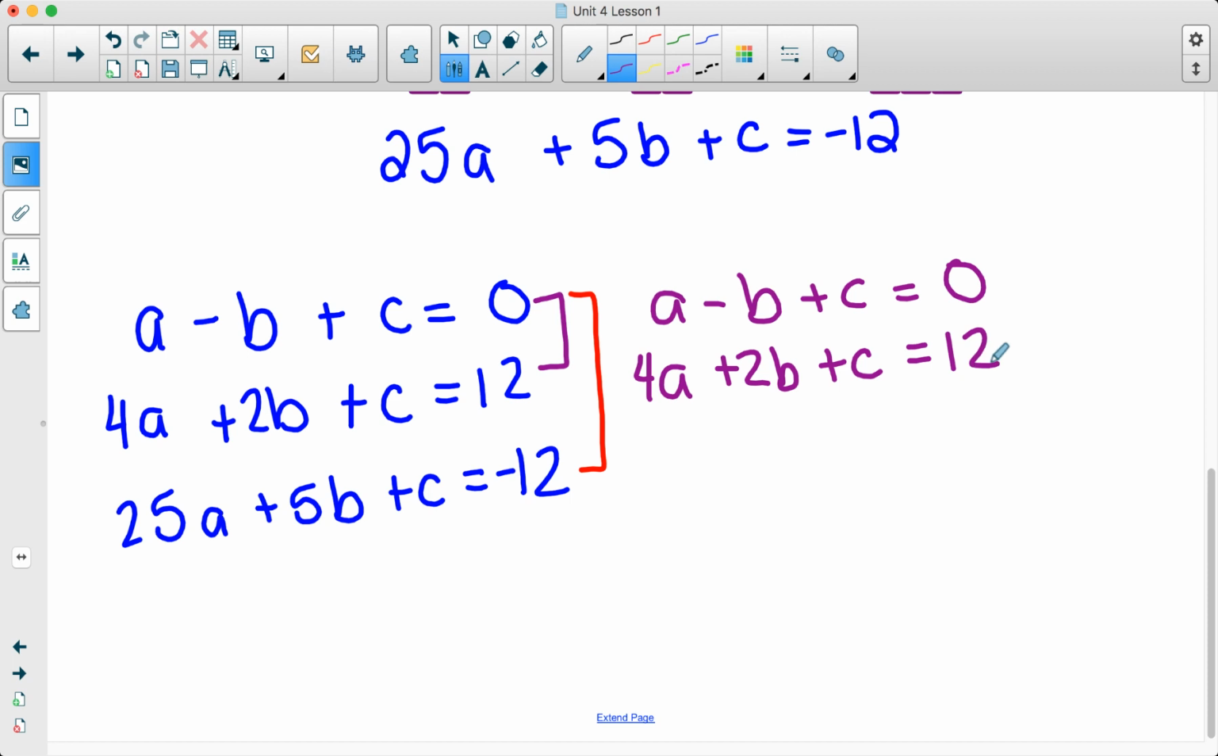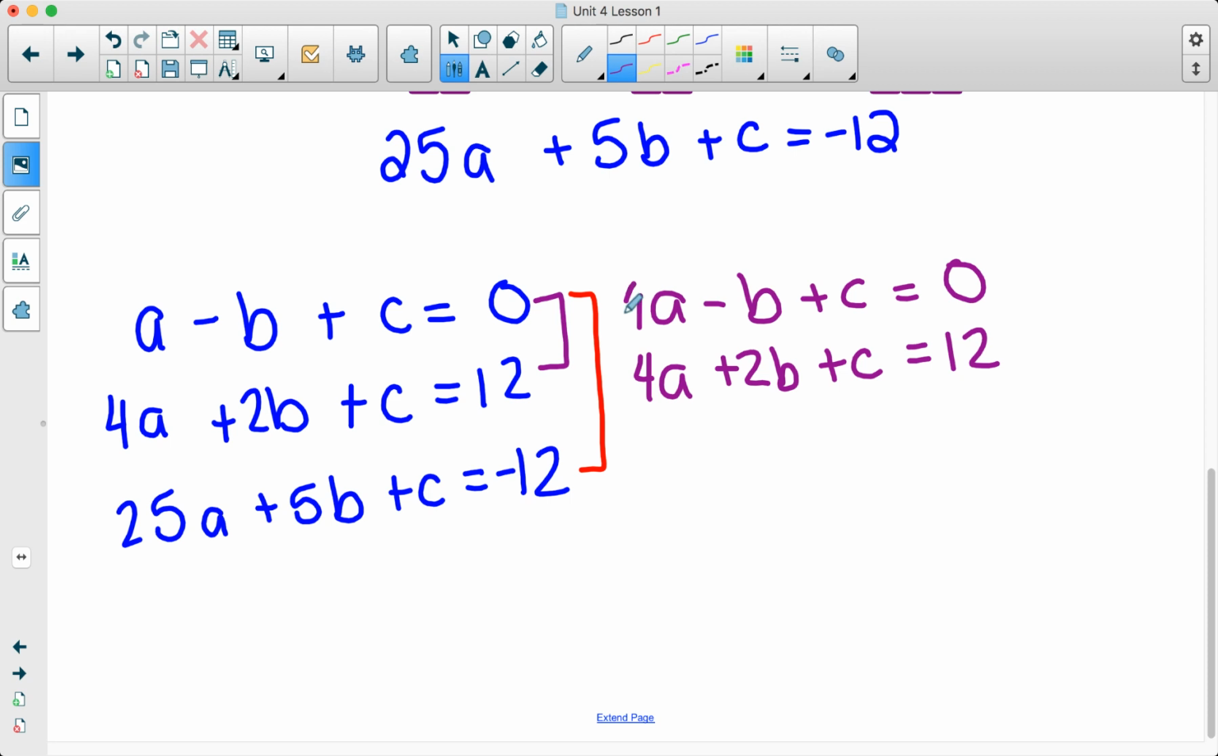All right, I am going to choose to get rid of a first. So in order to get rid of a, remember we're adding these two equations together. In order for a to become 0, which is what I want to happen, I need them to have the same coefficient but with opposite signs. So right now this coefficient is 1, and the coefficient on a in the other equation is 4. So I need 1 to be a negative 4 and 1 to be a positive 4.